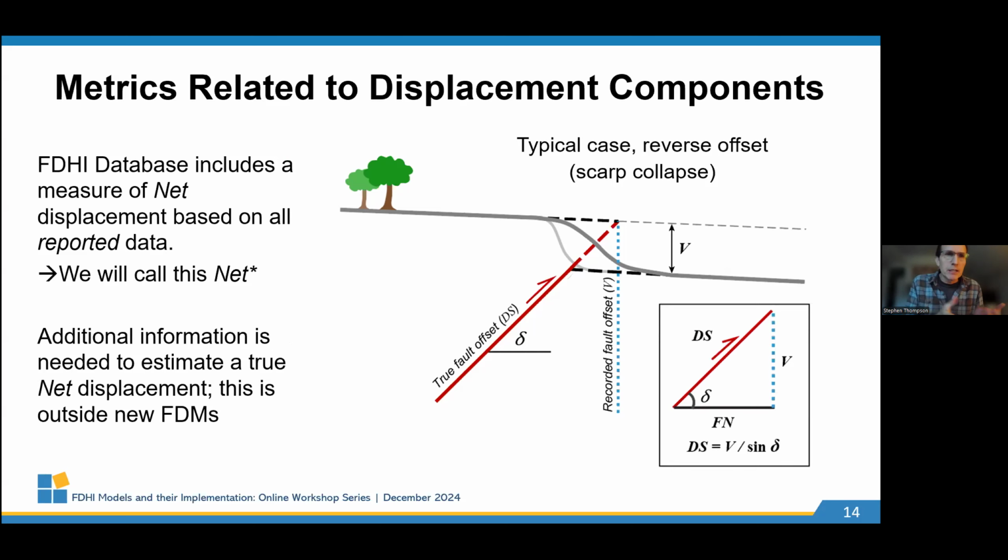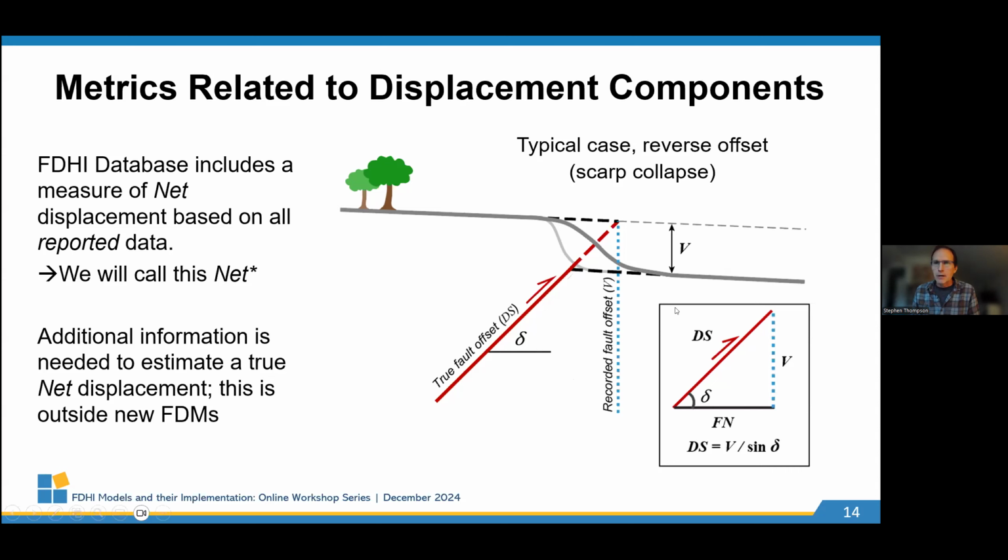The FDHI database does include a measure of net displacement, but as Alex started to mention, that displacement is based on all of the reported data. And so in a lot of the discussions that we're having, we've started to call this net star displacement to distinguish it from the true 3D net displacement. And additional information is needed when we implement these models in order to estimate a true net displacement. So it's outside of the new fault displacement models.